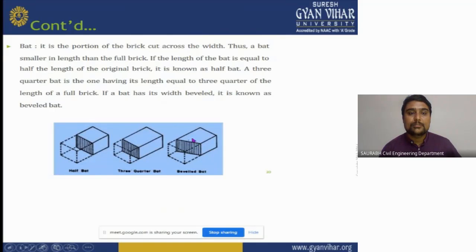Now we will come to the bat. What is the bat? Everyone knows about the bat. This is the image of half bat. This is the image of three-quarter bat, and this is a beveled bat.